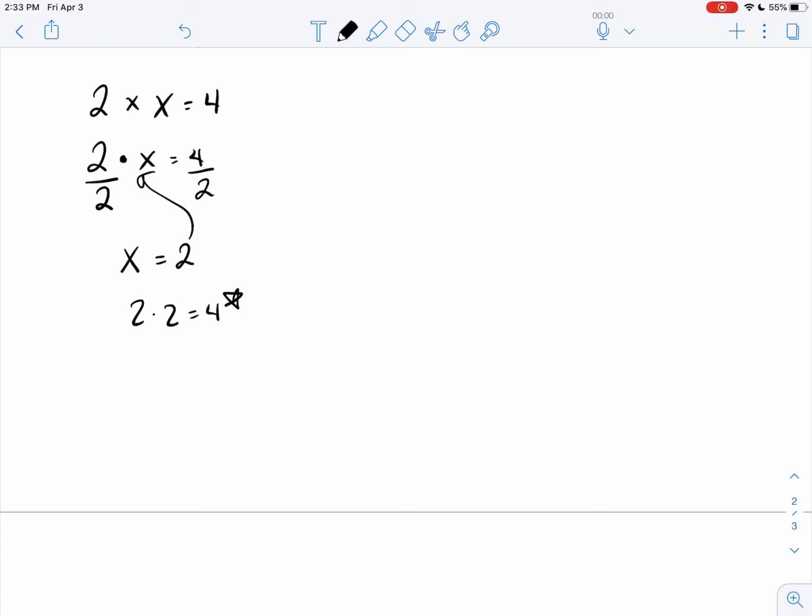So let's go ahead and try a harder one. 4 times x is 16. So again, we're going to have to do the opposite of this sign. So we're going to need to divide. So 4 divided by 4 to make that into a 1. 16 divided by 4. That's going to give us x equals 4.